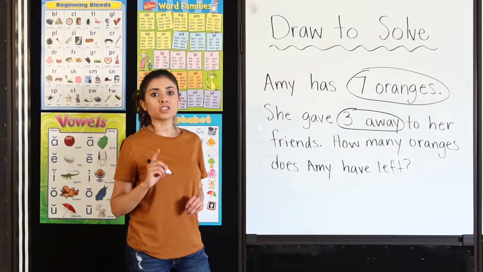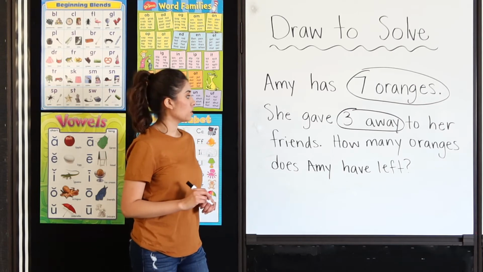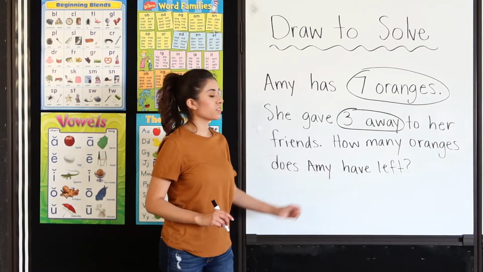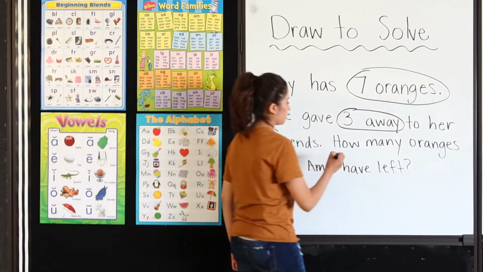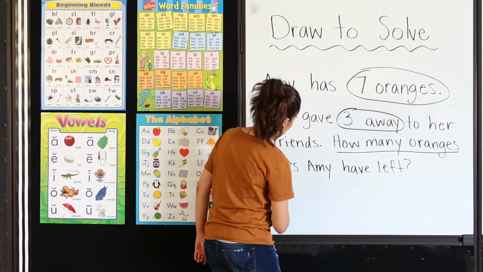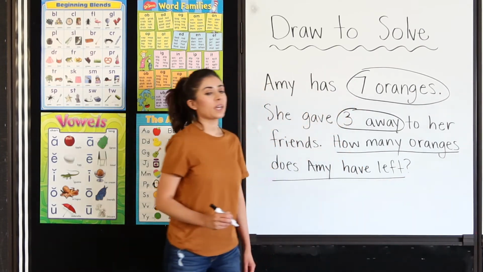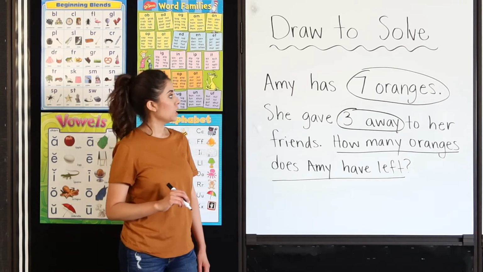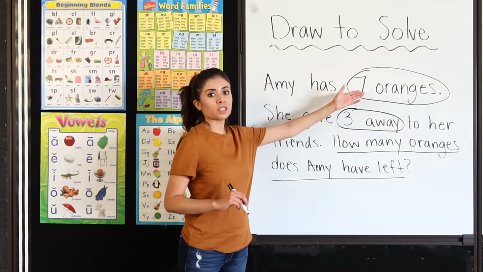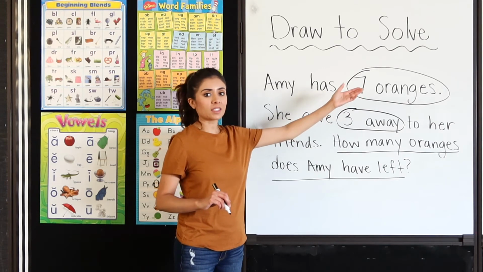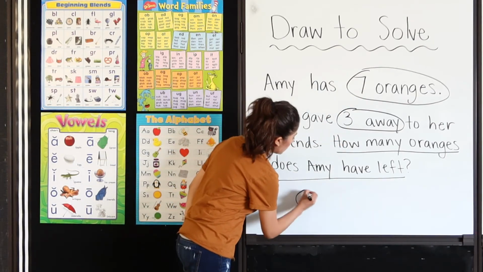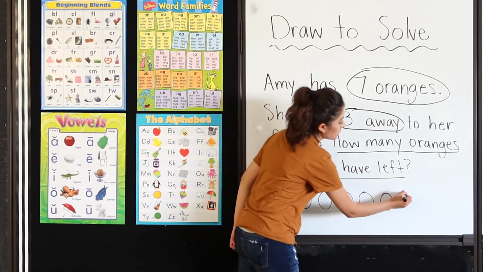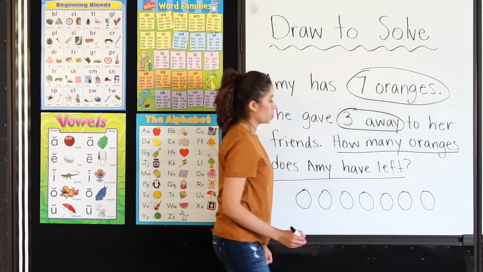Okay, step 3 is to check, what do I need to find out? I need to find out how many oranges does Amy have left. Let's go ahead and underline that. Okay, and our 4th step, we will draw a diagram to solve our problem. So I am going to draw 7 oranges because that is what we started with, correct? Good. 1, 2, 3, 4, 5, 6, 7 oranges.